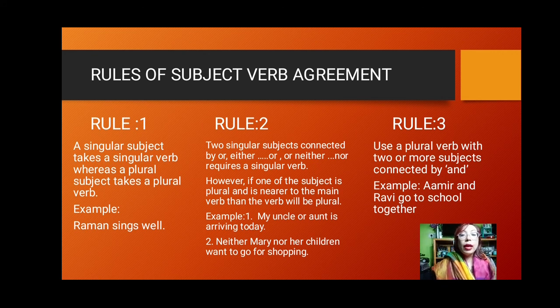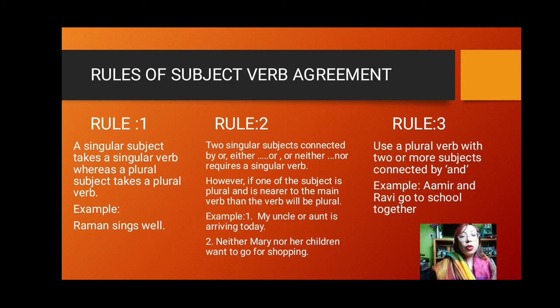Number one, my uncle or aunt is arriving today. Now here in the sentence, you can see there are two subjects, uncle and aunt, which are joined by the word or, right? But what have I taken? Is, over here. You can see is arriving, not are arriving, because both are singular subjects. Let us see the number two example.